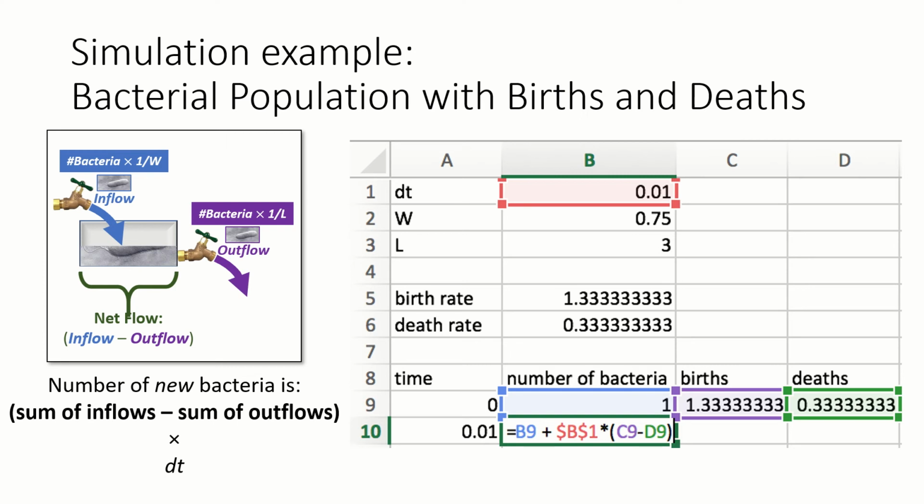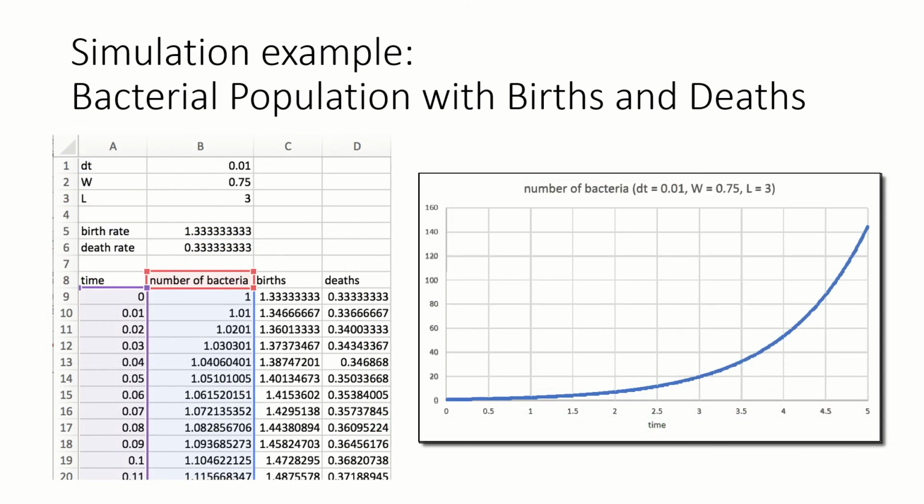And with all of that, if I fill down, then I will simulate a bacterial population with both birth and death. And up here, I can play with the birth rate and death rate and see how it changes the trajectories. I can get growth, I can get a constant population, and I can get a decline until 0. So that's what I would do here, and there's an example.